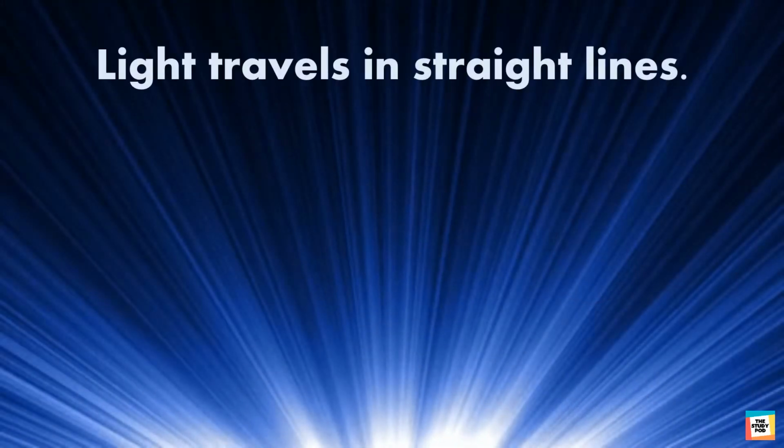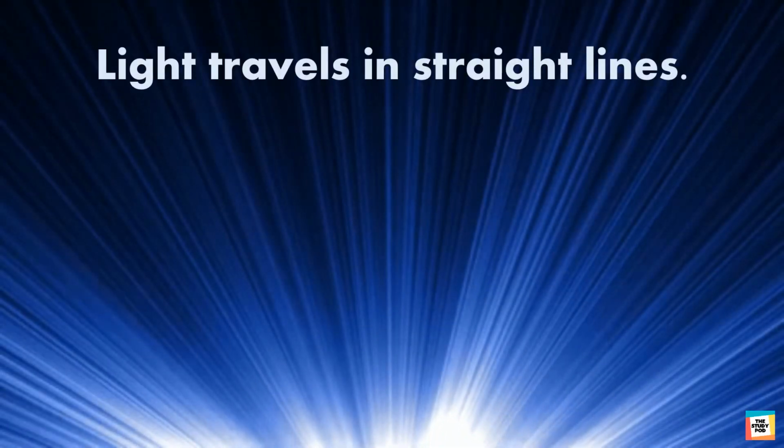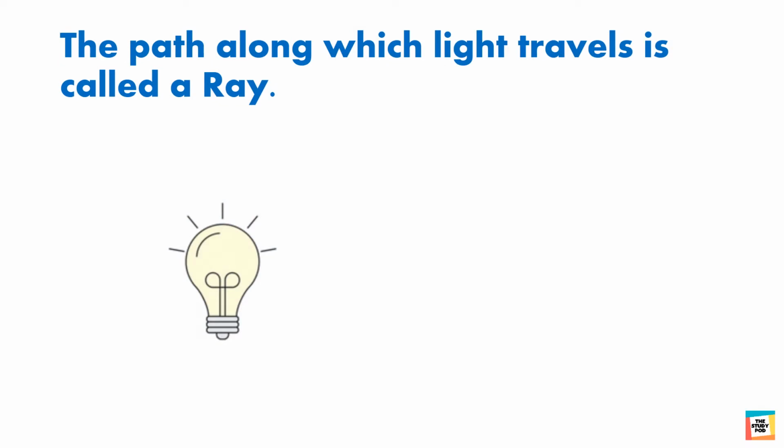In the same medium, light travels in straight lines. The path along which light travels is called a ray. Light rays are represented by arrows indicating their direction of motion.